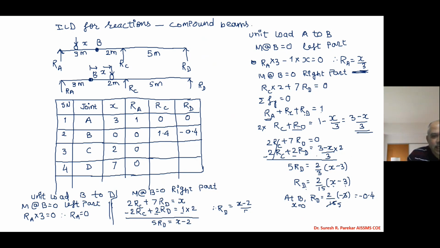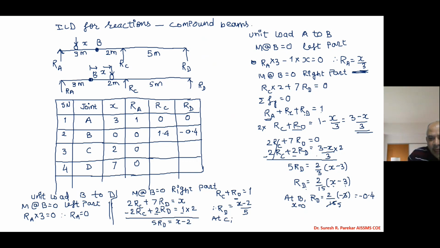Now you can check it at B. If we put at B X equal to 0, then you can see X is 0, so minus 2 by 5. So this value, minus 0.4, will match. And now we have RC plus RD. This equation we have already seen, and that is equal to 1. So if RD is minus 0.4, RC we will get as 1.4. This automatically satisfies.